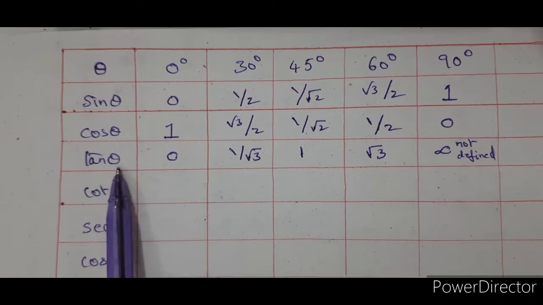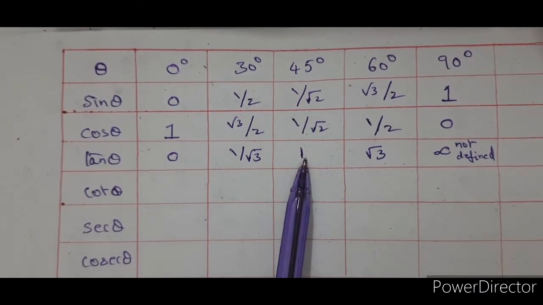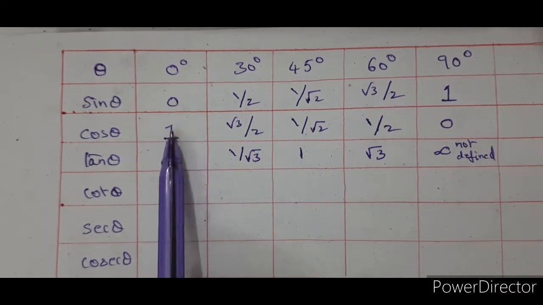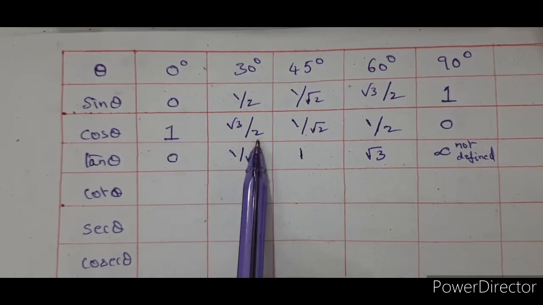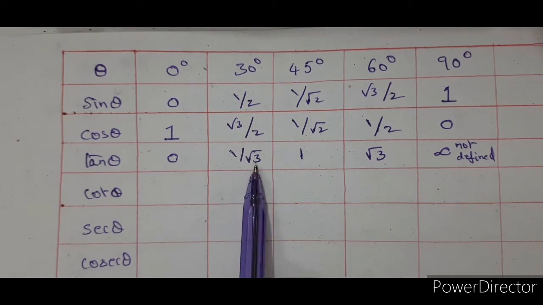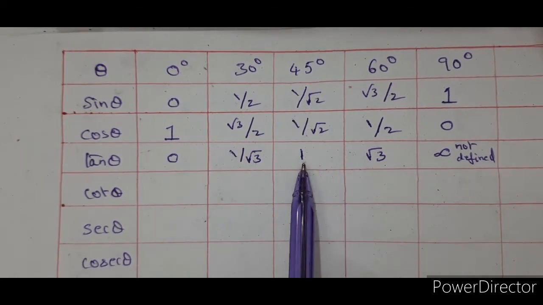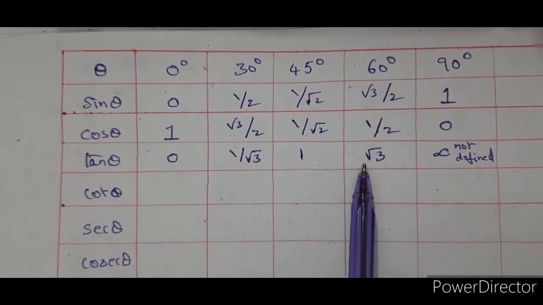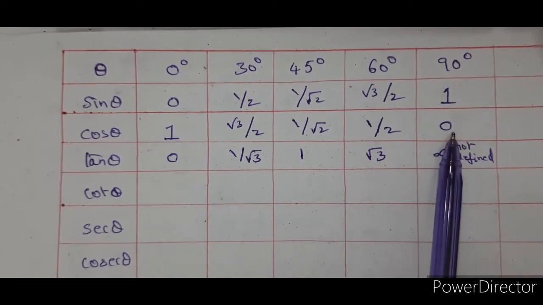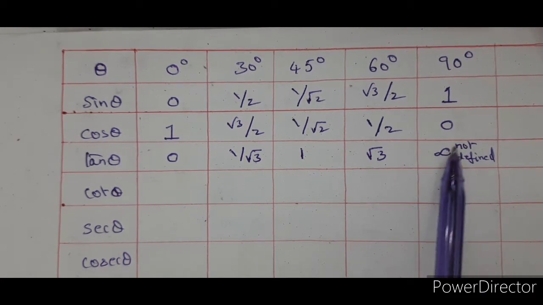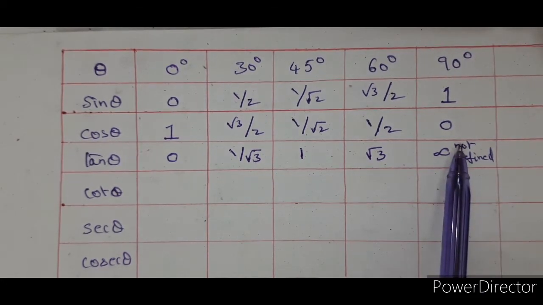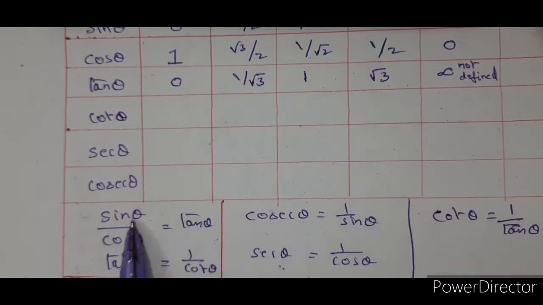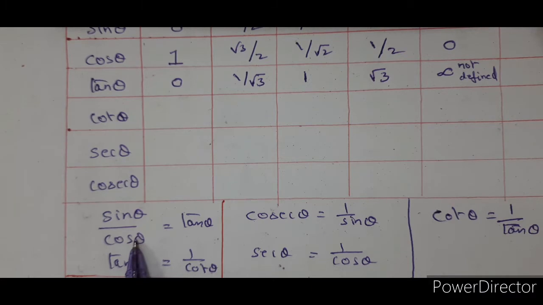Here you can easily establish a relationship that tan theta is equal to sine theta by cos theta. 0 by 1 is 0. 1 by 2 by root 3 by 2, the 2 will get cancelled, 1 by root 3. 1 by root 2 by 1 by root 2 is 1. Root 3 by 2 by 1 by 2, the 2 will get cancelled, root 3 in the numerator. And 1 by 0, something by 0, is infinity, which we also write as not defined. Therefore you can establish the relationship that tan theta can be written as sine theta by cos theta.